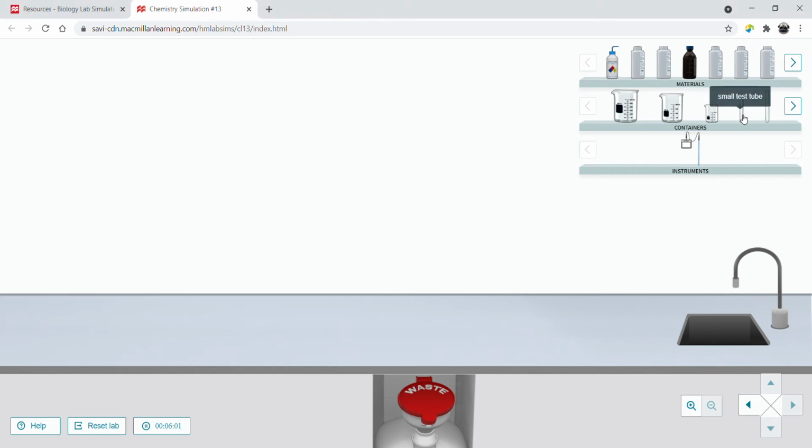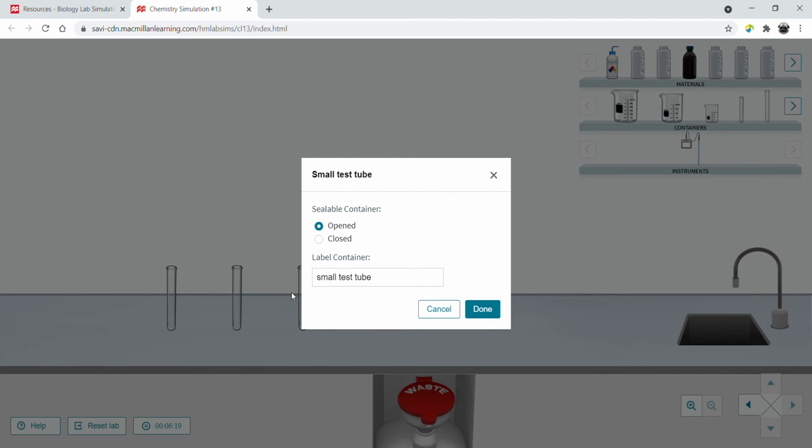So we're going to get 3 small test tubes: 1, 2, 3. I'm going to label them. Double click. Come on. Let me label you. I just want to label you. There we go. 1, water.